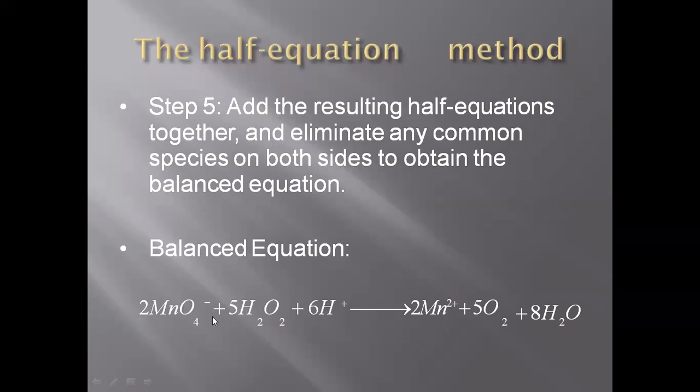So 2MnO4 negative plus 5H2O2 plus 6H positive gives 2Mn2 positive plus 5O2 plus 8H2O. So we have eliminated all the electrons from both the equations, as well as reduced, or you can say subtracted, the H positive ions of both the reduction half and oxidation half. Clear?